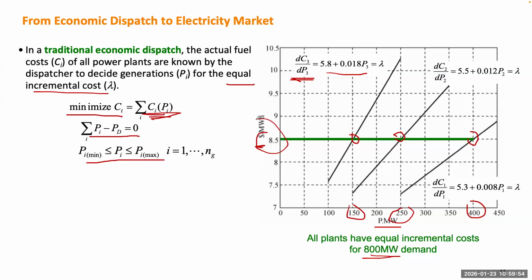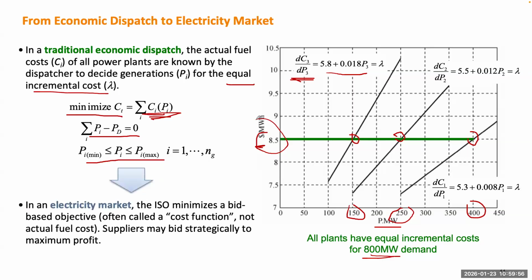That's economic dispatch. However, in the electricity market, as I said, the people doing such optimization work at the ISO, right? The fuel cost is not fully transparent information to the ISO. What power companies provide will be some bidding strategy. They will still provide the curve, but that curve doesn't really mean the actual fuel cost. So why would they do that? Because under some conditions you can maximize your profit. So suppliers may bid strategically to maximize their profit.